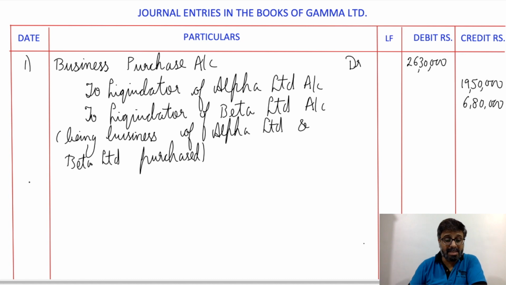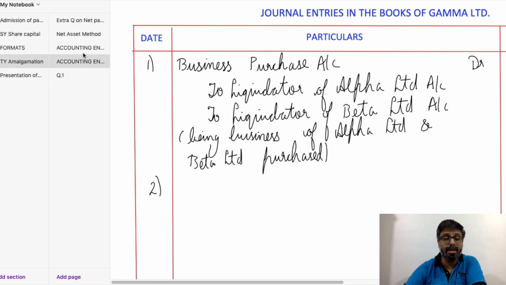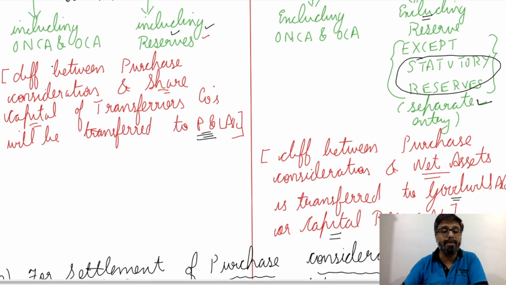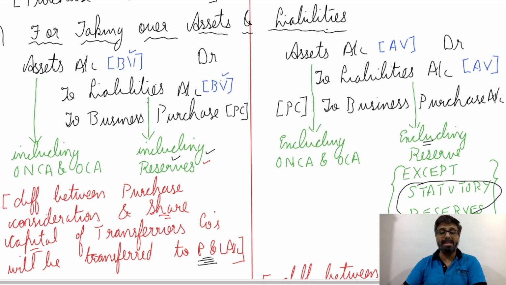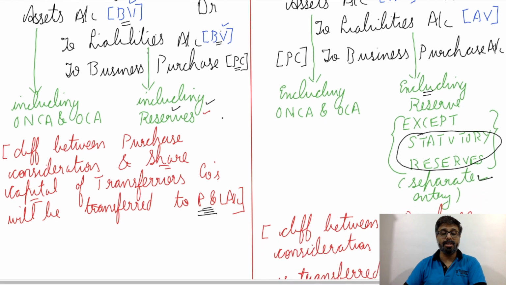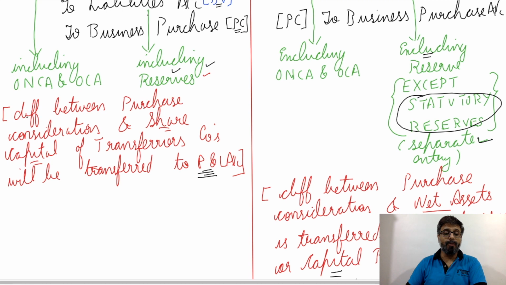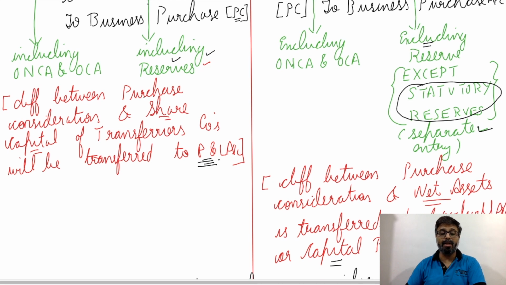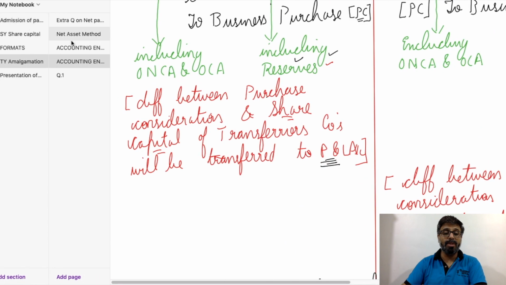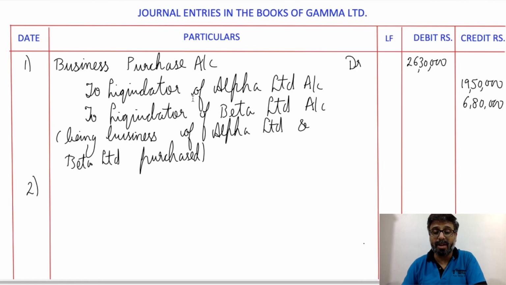Now, before we pass the second entry, if you refer to the concept studied in accounting entries in the books of the transferee company, we discussed that before we pass this second entry for taking over assets and liabilities, assets account debit at book value, to liabilities at book value including reserves, this will include fictitious assets, and to business purchase with the purchase consideration, we will make some workings. What workings? We have to find the difference between the purchase consideration and the share capital of the transferor company, and that difference we have to transfer to the P&L account.